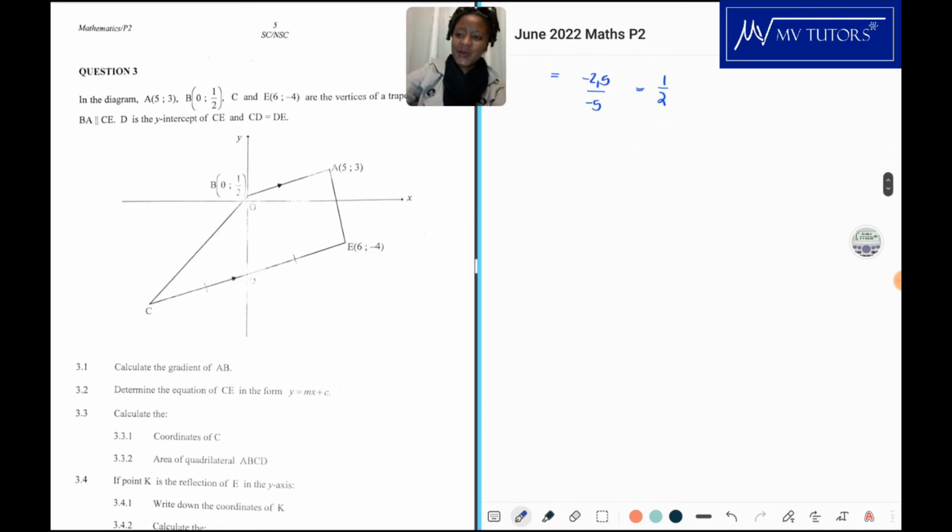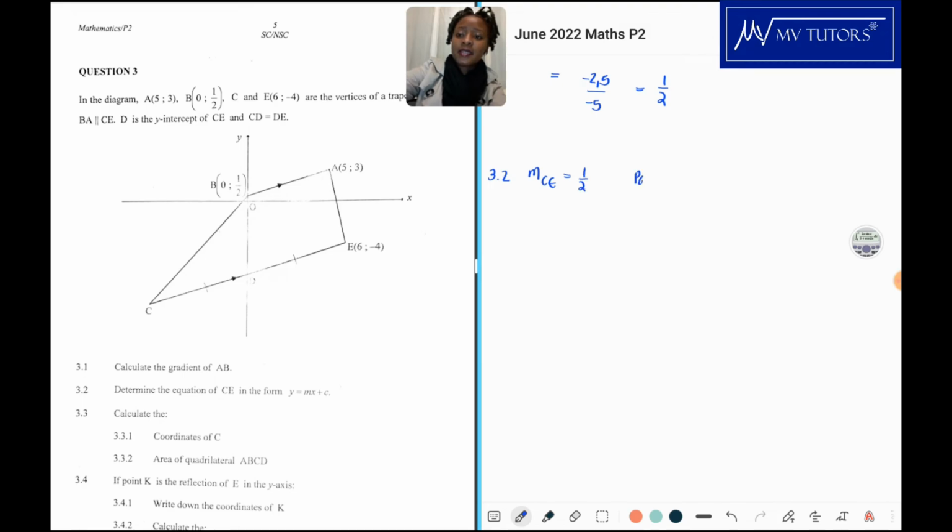Alright, so let us go over to 3.2. And it says, determine the equation of CE in the form y is equal to mx plus c. So, what do we need to determine the equation of a straight line? Well, we need a point, first of all. We need a gradient. And because we know that AB is parallel to CE, they share, oh no, they don't share gradient. Their gradients are the same, okay? So, the gradient of CE would then be a half.